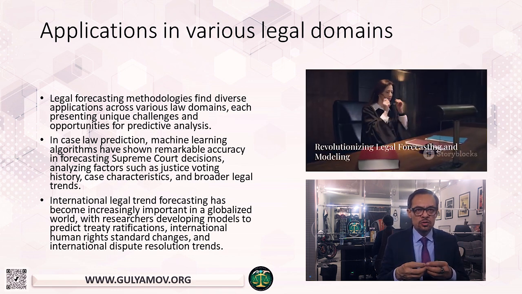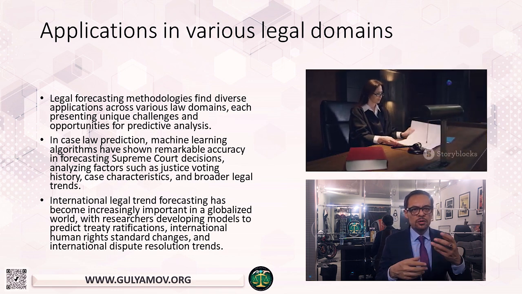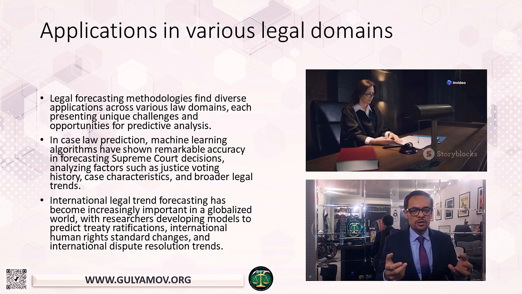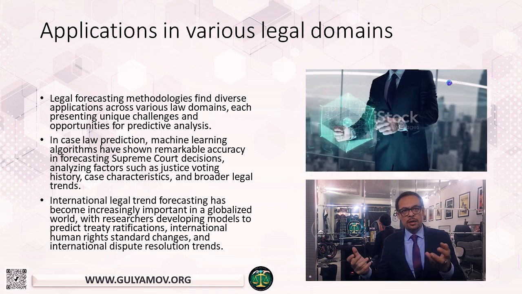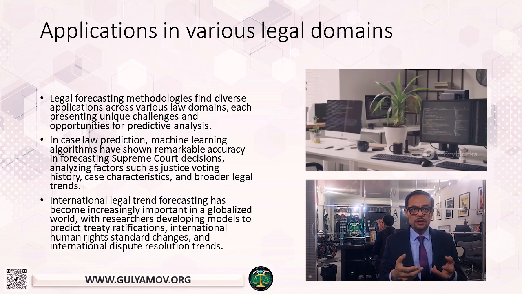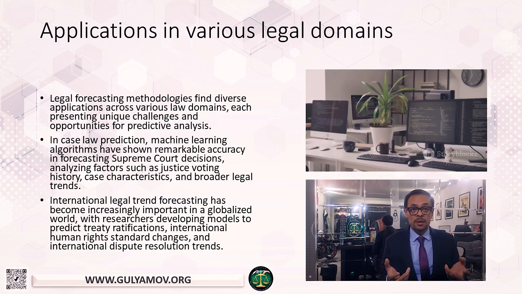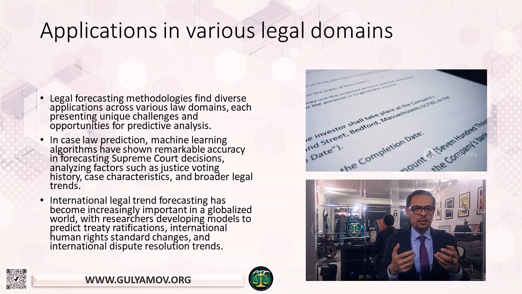Congress bill passage likelihood, considering factors such as sponsor influence, committee support, and public opinion. In case law prediction, machine learning algorithms have shown remarkable accuracy in forecasting Supreme Court decisions, analyzing factors such as justice voting history, case characteristics, and broader legal trends.